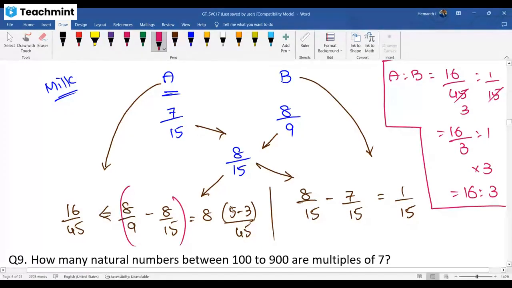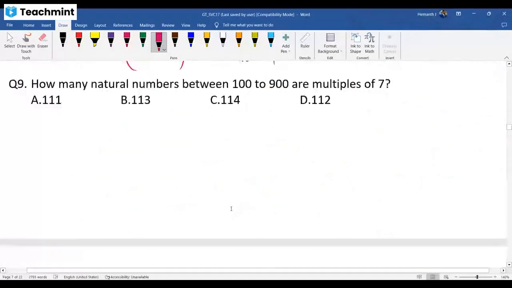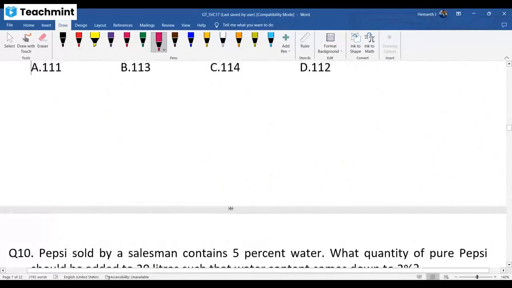Right. Let's see the next question. I'll wait for your answer for this question. Everyone try.